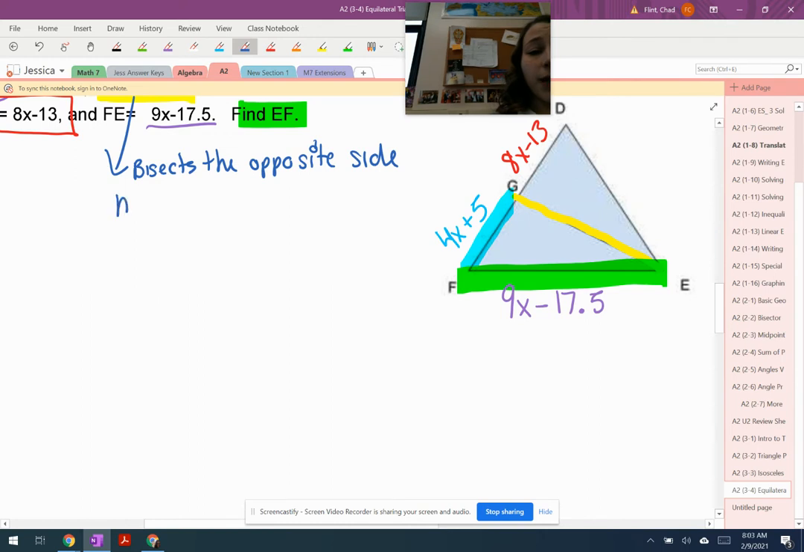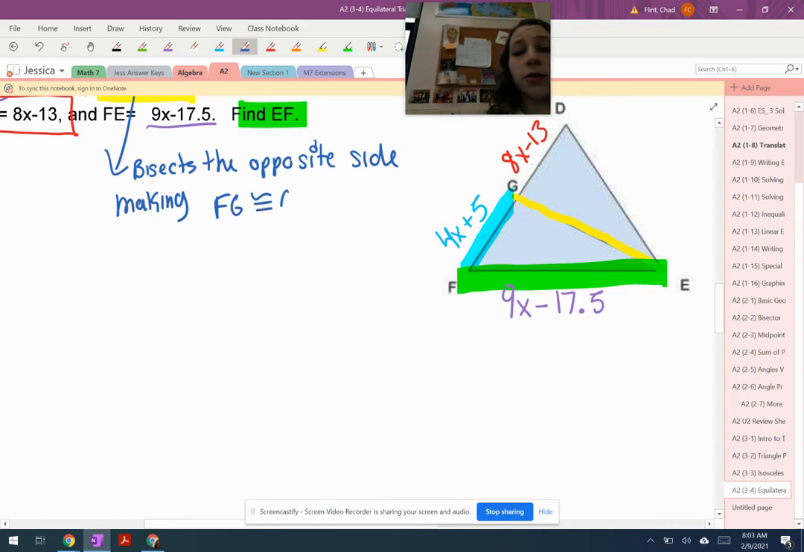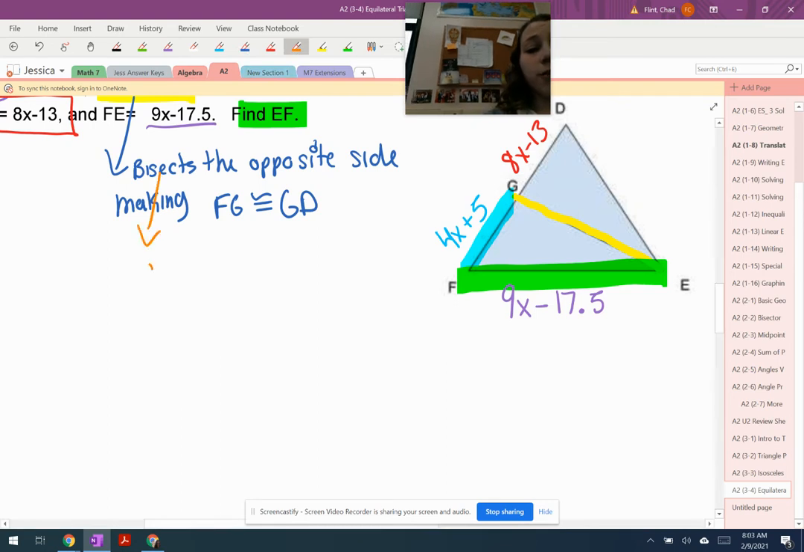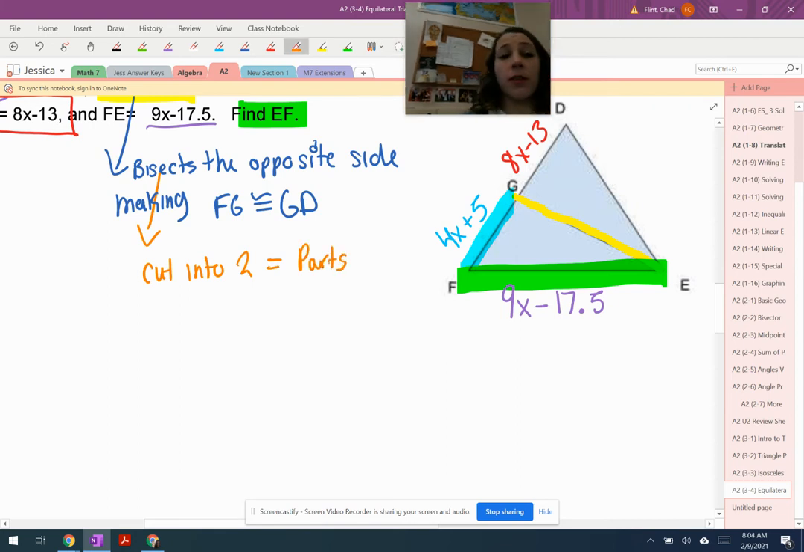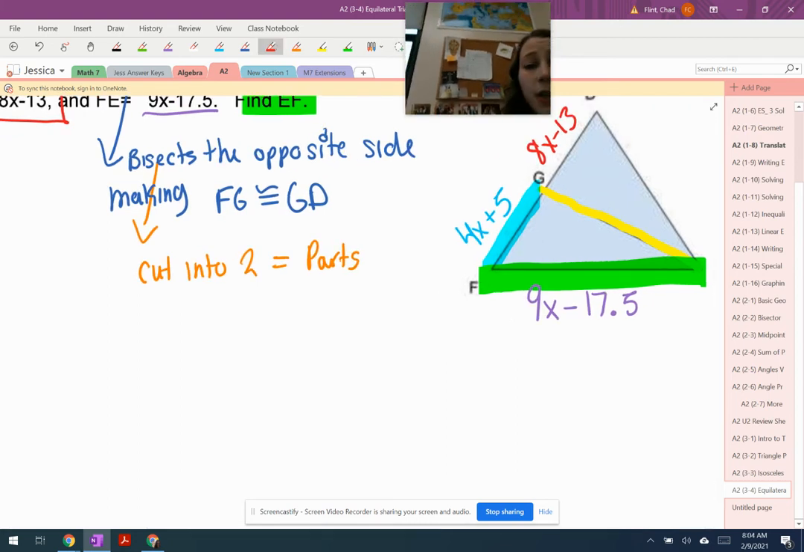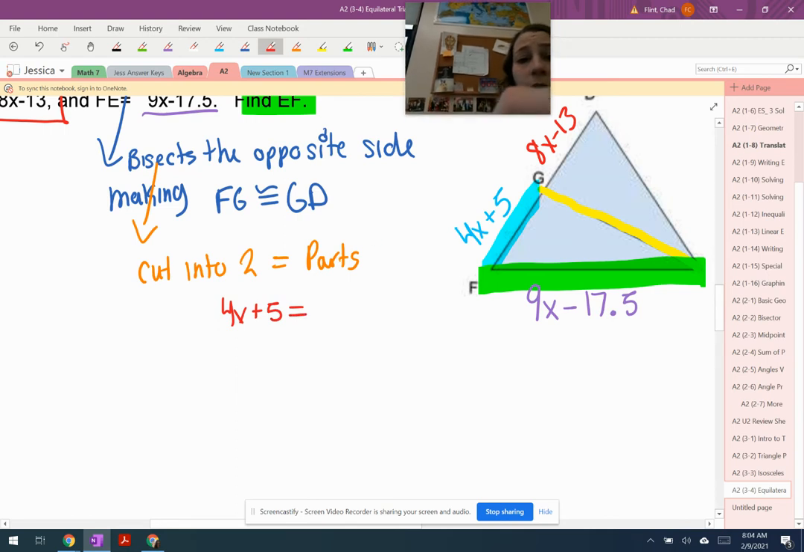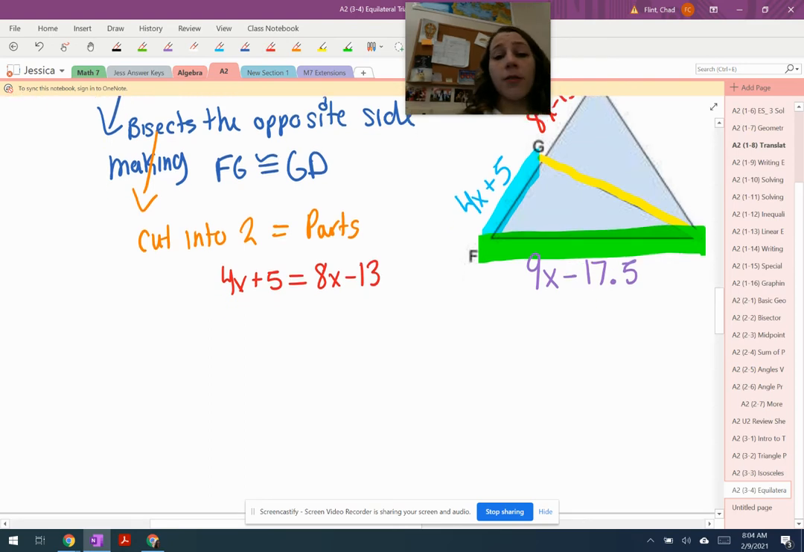So that would make FG congruent or equal to GD, because bisect means to cut into 2 equal parts. So I'm going to use that to make the equation. So FG, so 4x plus 5 is equal to 8x minus 13. And now we solve that.